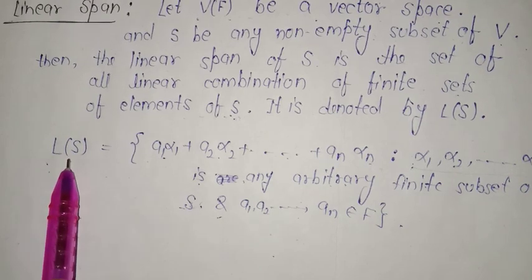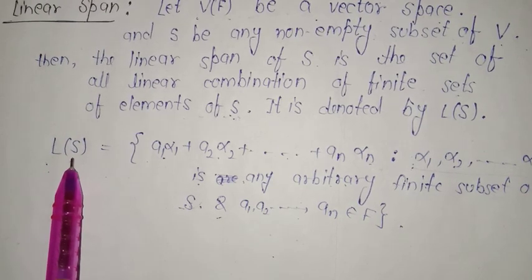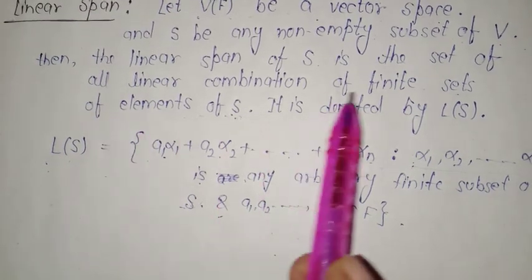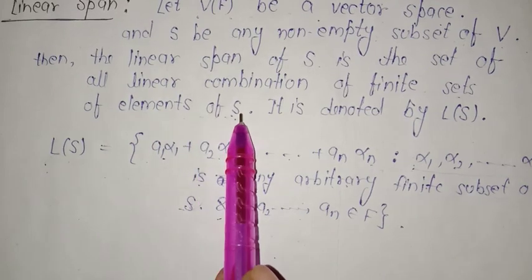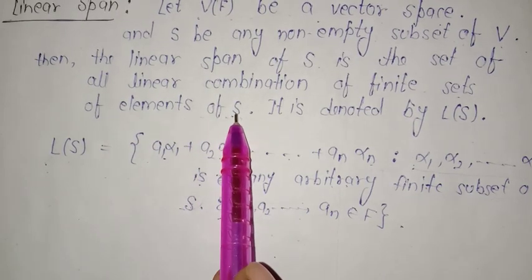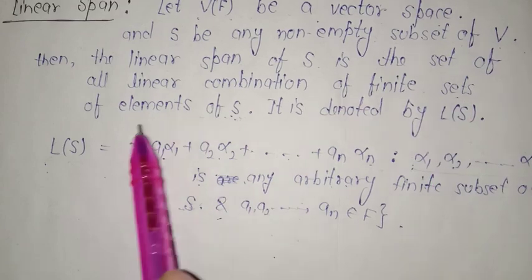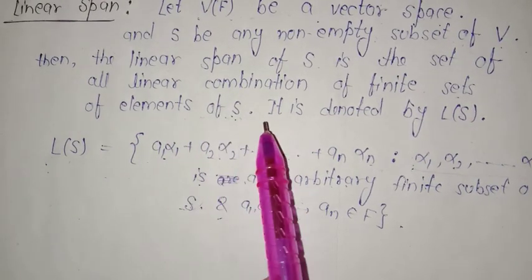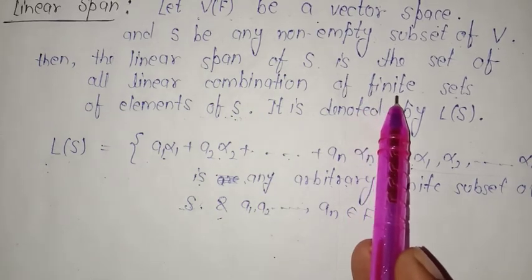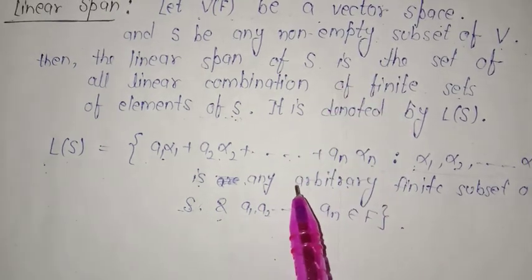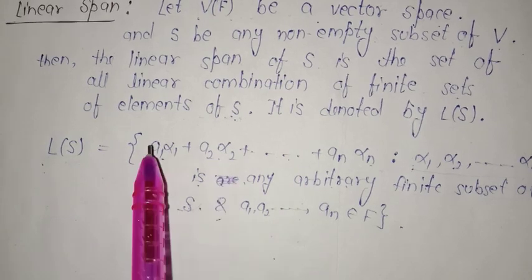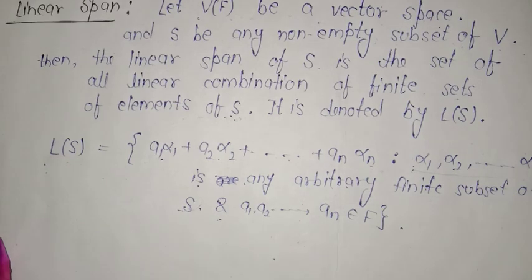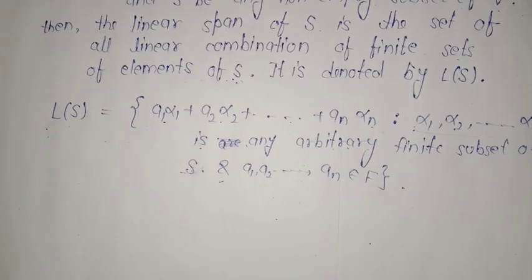The linear span of the set S is the set of all possible linear combinations of finite sets of elements of S. That is, suppose you have a set S and you are taking a finite number of elements from the set S and making the possible linear combinations with the help of those finite elements. Then the collection of all such linear combinations can be put into a set called the linear span of the set S. So I hope the definition is clear to all of you.